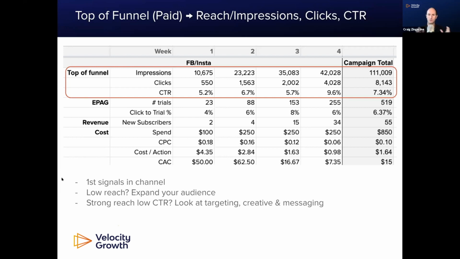So this is really the first signal in a channel that you can work with that'll tell you directionally whether or not what you've put out there is resonating. If you've got too low a reach, for example, you may need to simply expand your audience. If you've got really strong reach, but very poor click-through rates, like if I saw 1 or 2% click-through rate here, or 0.1%, maybe you've got a targeting problem, or your creative is not resonating, or your message is not resonating. This is all stuff that's happening up in the ad platforms. And by the way, this is true for both organic and paid campaigns. So these are the things when we talk about top of funnel, we like to look at and track.